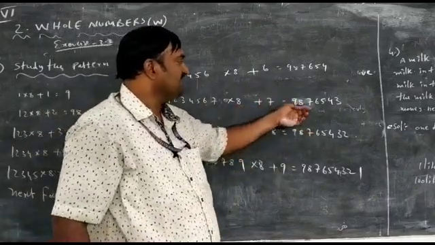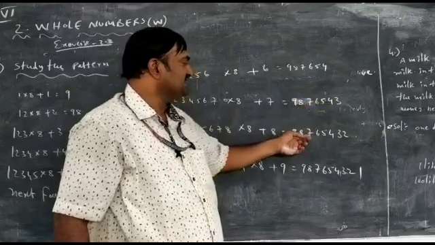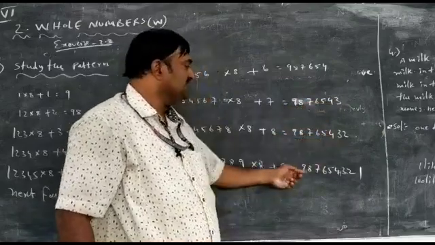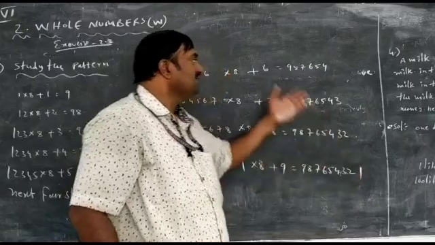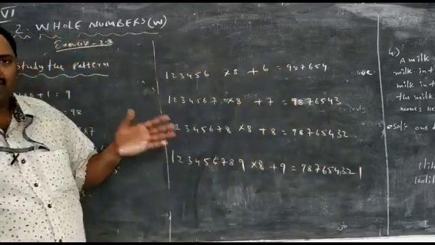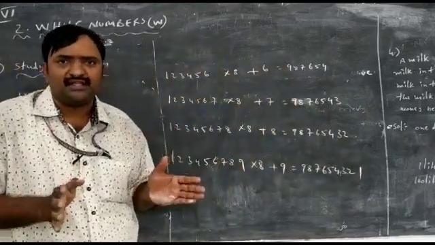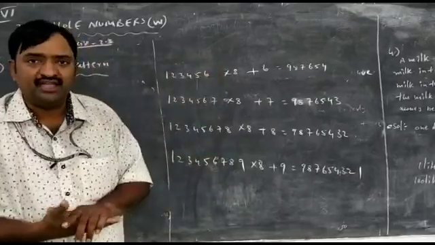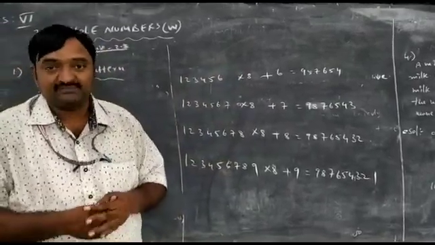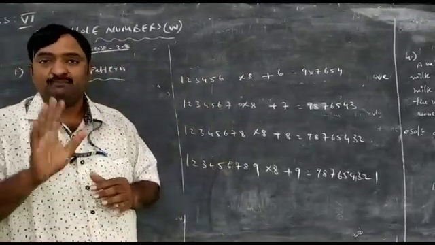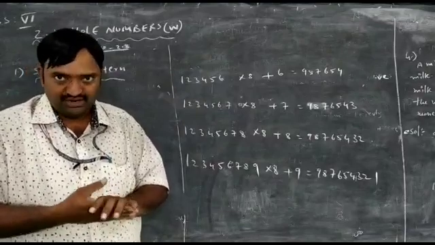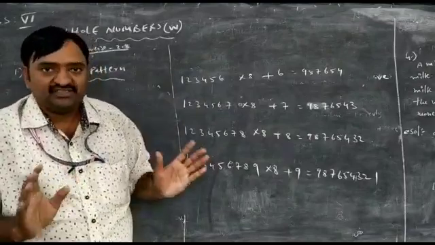See here, 9876543, and 987654321. Like this way it will come. This is a pattern. When you observe the question properly, it is very easy to write the patterns. Some example sums are there. Try to do them. The second question is a multiplication sum. Try to do it. This is exercise 2.3.